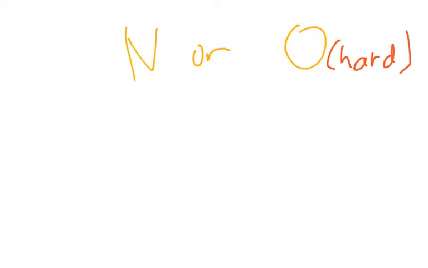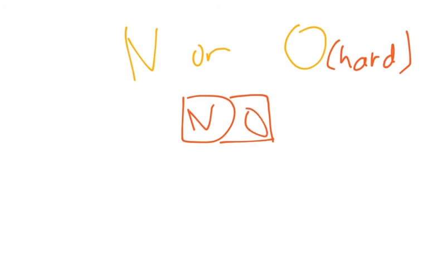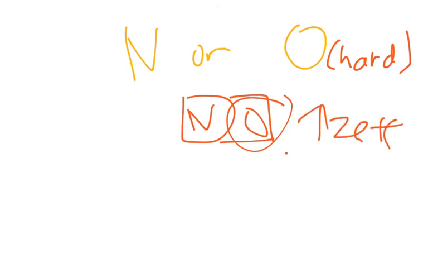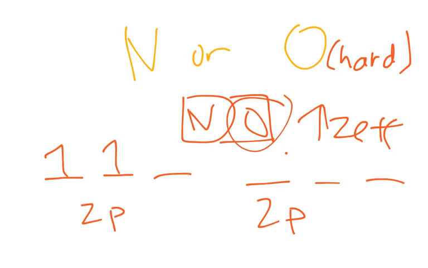Let's compare two more elements, N or O. Okay, so N is here and O is here. And you might be expecting, oh, this is obvious, O has a higher ionization energy since it has a higher effective nuclear charge. Now, this is wrong because if I write out the electron configuration for nitrogen, this will be the 2p, and oxygen will be here. And if you notice, nitrogen looks like that, and oxygen looks like this.